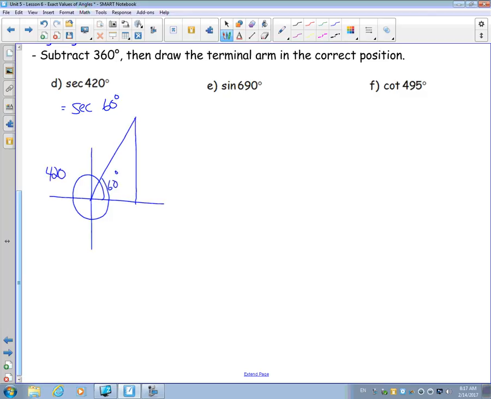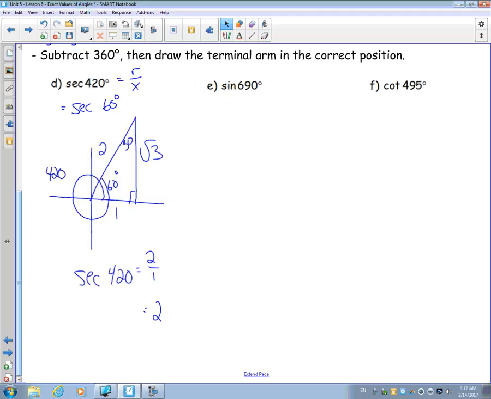So, triangle with the x-axis, 60, 30, 90. Root 3 and 30 go together. Root 3, 2, 1. Secant is the opposite of cos. This should be r over x. Secant 420: r is 2, x is 1, or just 2.